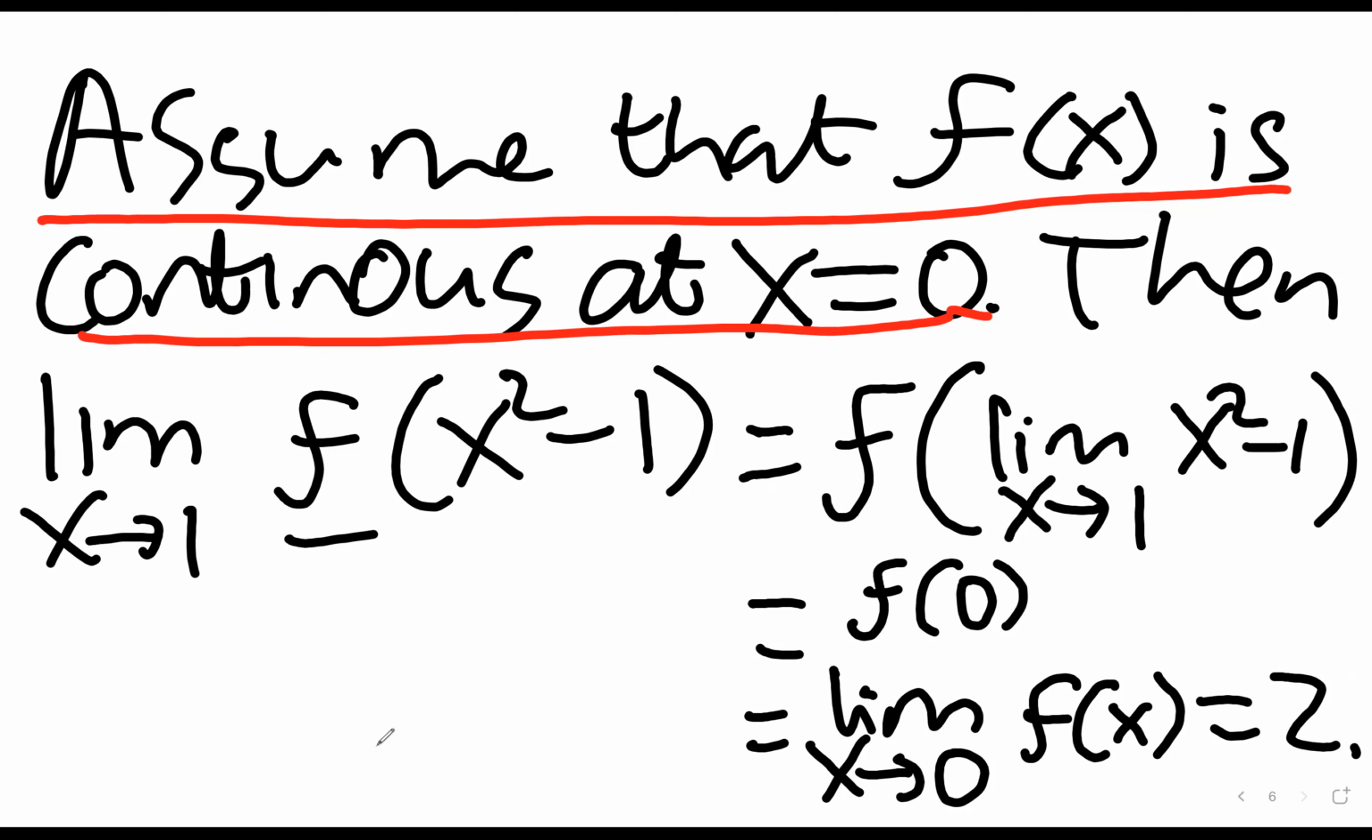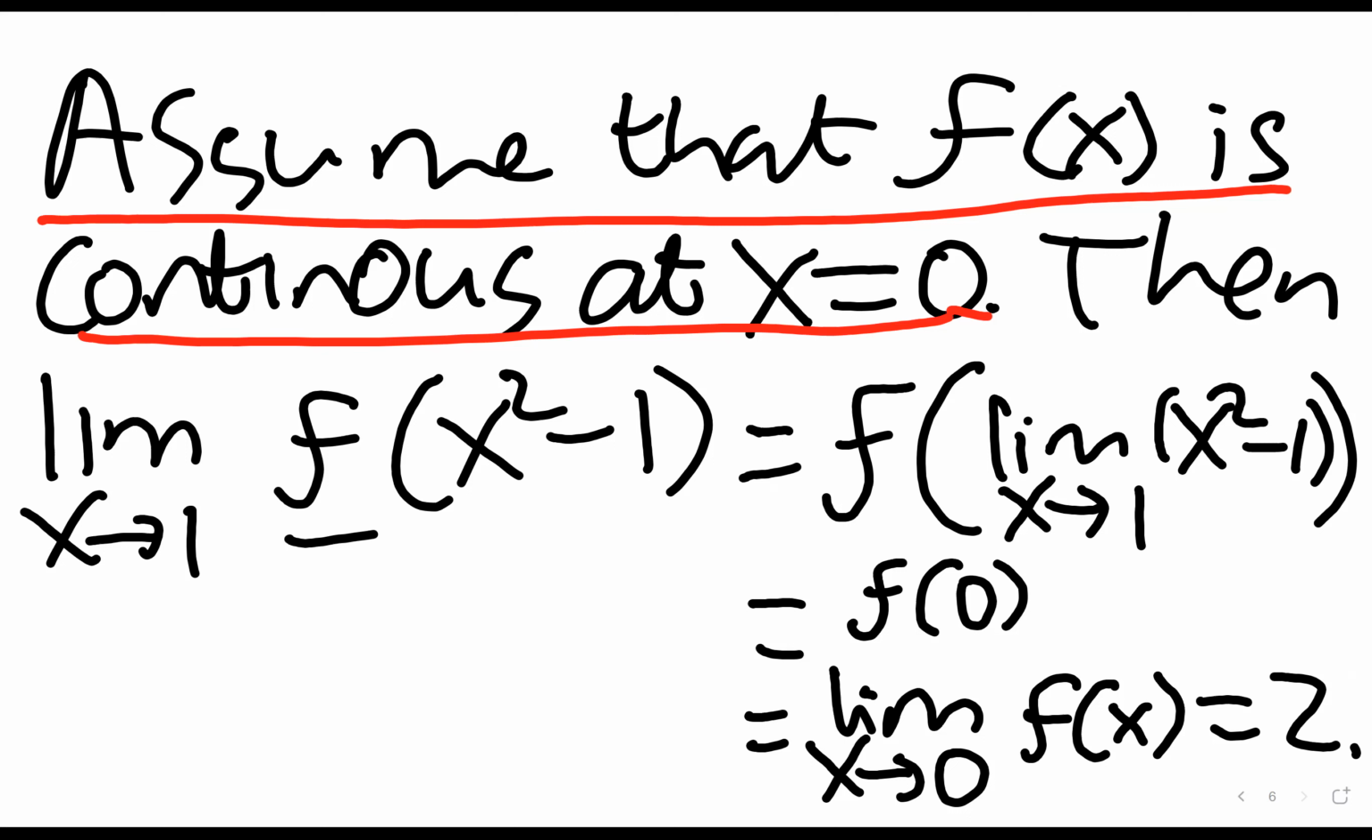Oh, actually, I missed one bracket. Obviously the limit as x tends to 1 of x squared minus 1 is 0. Okay, so let us continue.